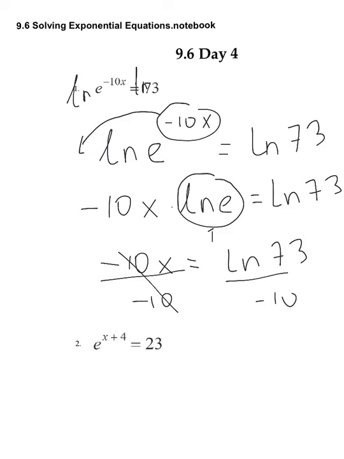Let me try on my own calculator. ln again is next to 4. ln 73, close parentheses, divide by negative 10. Okay, my answer is negative 0.429. So x is approximately negative 0.429. Again, check your calculator, make sure you know how to type this.